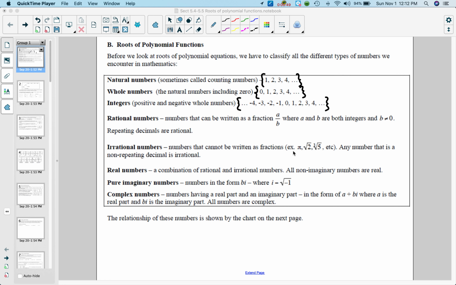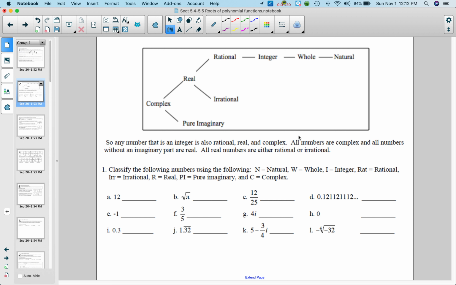Irrational numbers are numbers that can't be written in fraction form, like pi, square root of 2, anything that's a non-repeating decimal. Real numbers are all of the rational and irrational numbers together. Then remember we talked about imaginary numbers, where the basic building block is i equals the square root of -1. And complex numbers is what all of them are. Sometimes we tended to think of complex numbers as just the imaginary part, but actually all numbers are complex numbers. So here's a really nice chart.